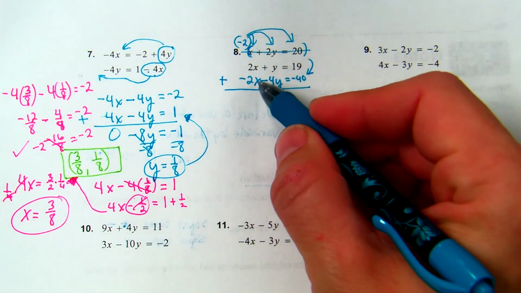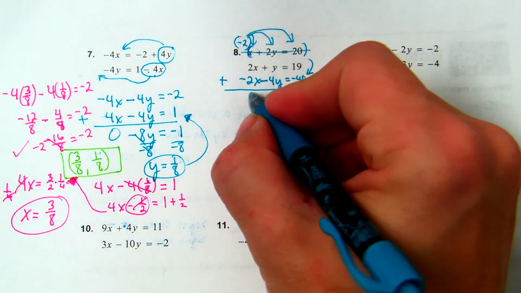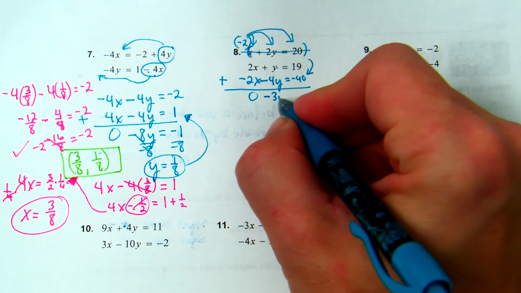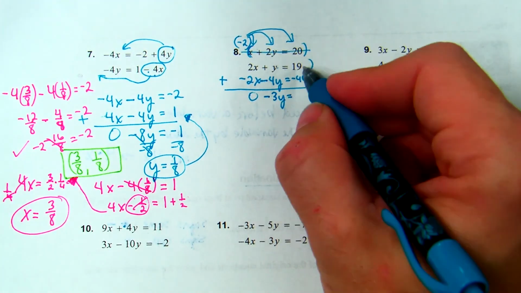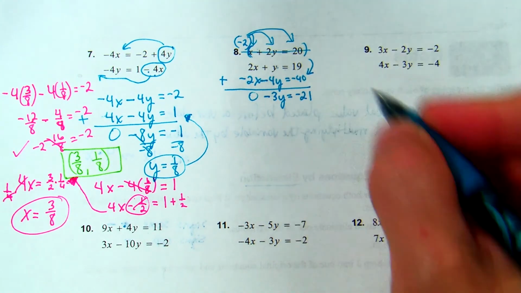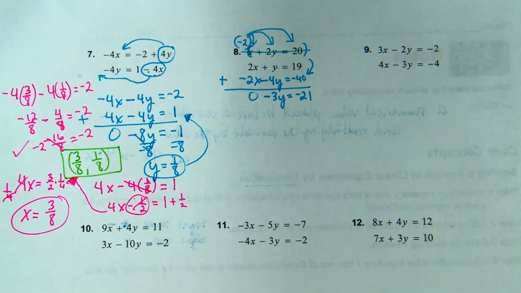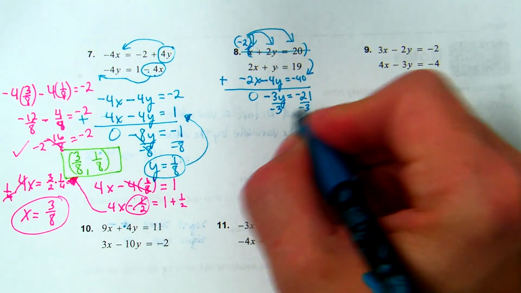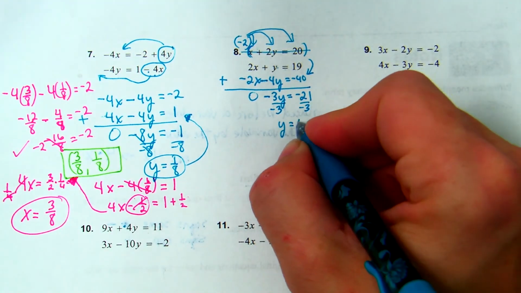So 2x plus a negative 2x is 0. y plus a negative 4y is going to be a negative 3y. And 19 plus a negative 40 is going to be a negative 21. So then I'll solve for y by dividing by -3. y is going to equal a positive 7.